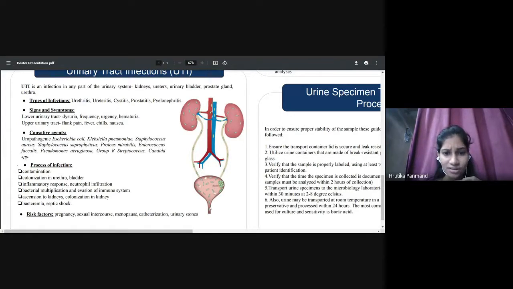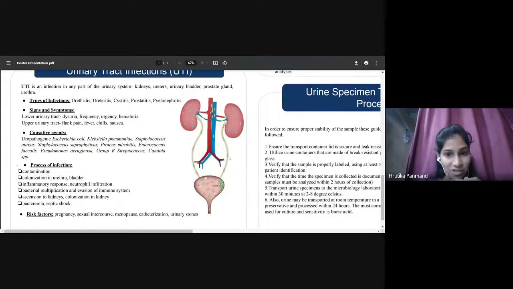Then from the urethra, they subsequently migrate to the bladder, where due to the expression of pili and adhesins, they are able to colonize and undergo multiplication and also biofilm formation. The host shows inflammatory responses. Also, neutrophil infiltration takes place, but due to the virulence factors possessed by the bacteria, they overcome the immune system, and they ascend towards the ureter if they are not treated over here.